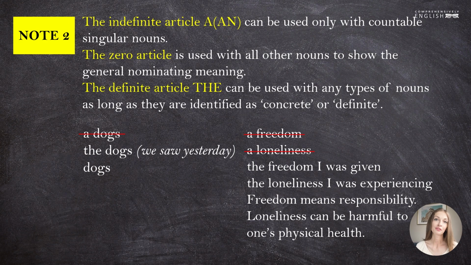As you see, the use of article depends not only on whether the noun it is used with is definite or indefinite, but also on the nature of the noun itself. With some types of nouns, the indefinite article a is possible. With others, of which we'll speak later, only the zero article can be used.